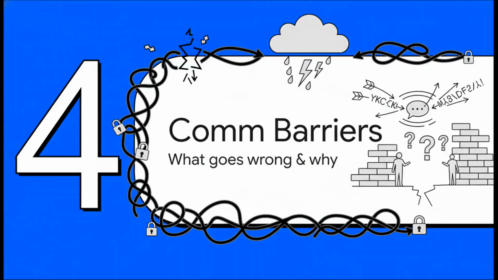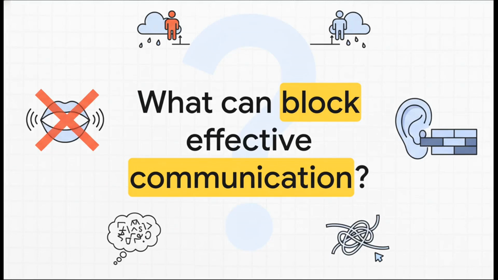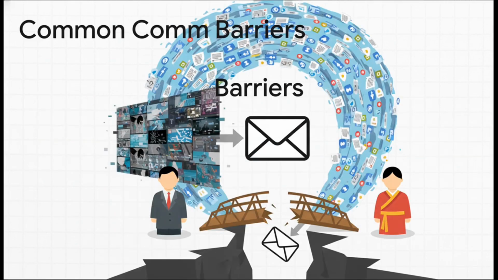Okay, so we know how communication is supposed to work, but let's be real, it doesn't always go smoothly. Now, let's talk about the common roadblocks that can mess everything up. This is really the million-dollar question for anyone in business, isn't it? What actually stops your message from landing the way you intended? So let's look at three of the biggest culprits.